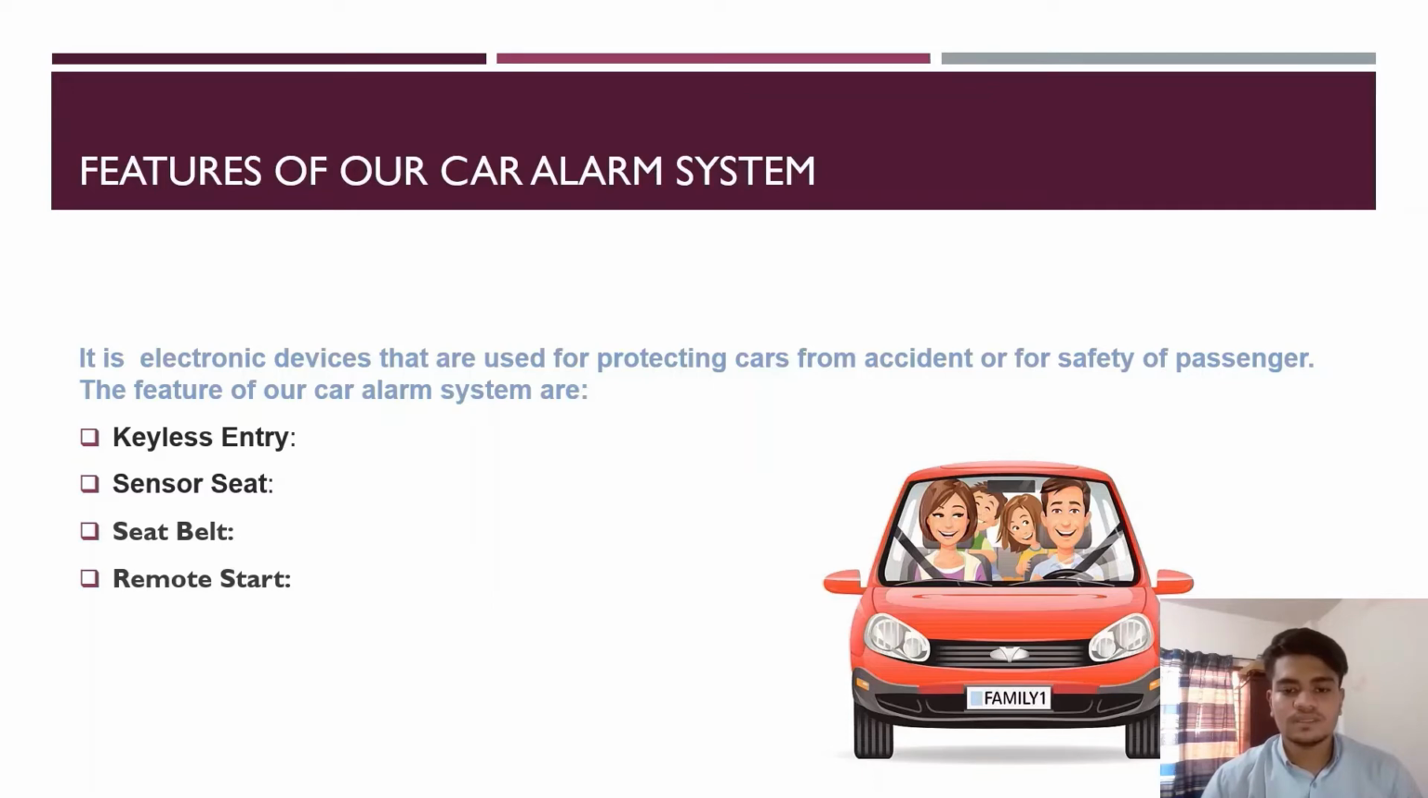The third one is the seat belt. If the seat belt is not put on, the car is not going to start. And finally, remote start. With the help of a mobile car alarm, we can start the car from anywhere with the help of a mobile phone and apps.